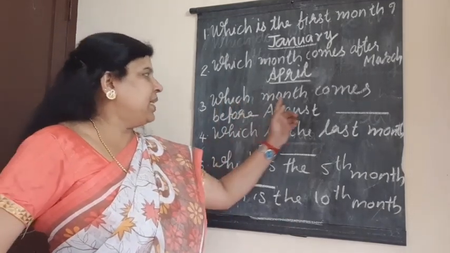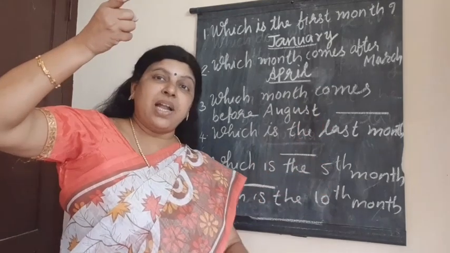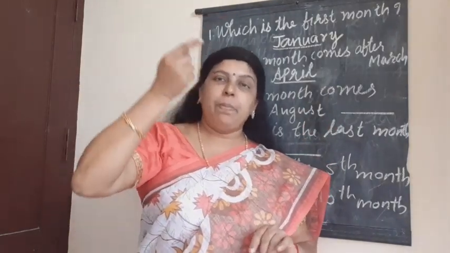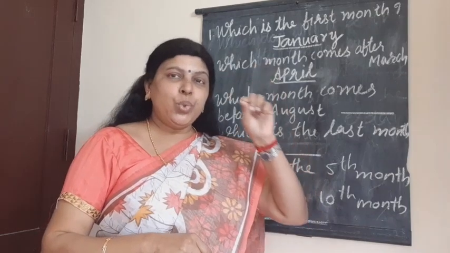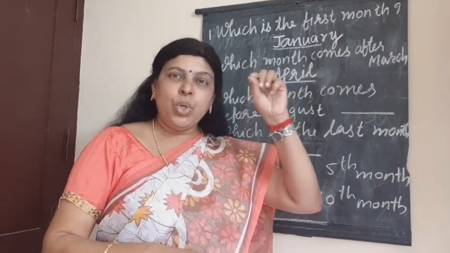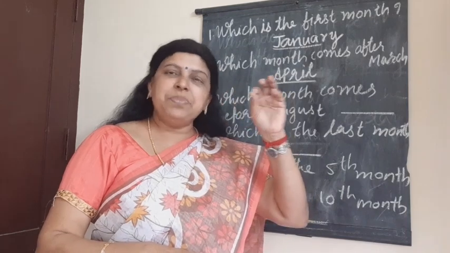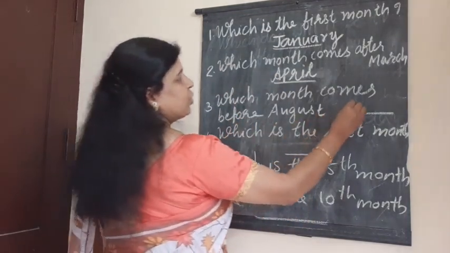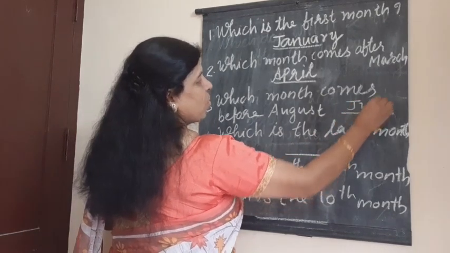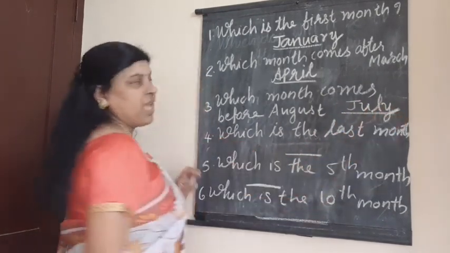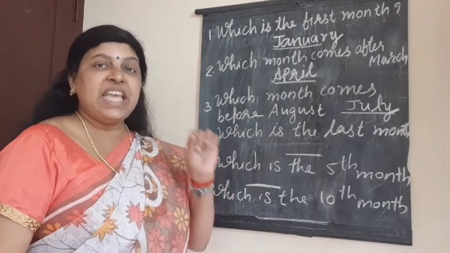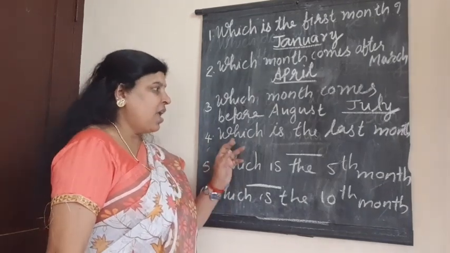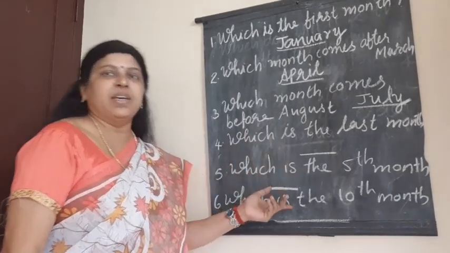Next question. Which month comes before August? June, July, August. July comes before August. July. J-U-L-Y. July.